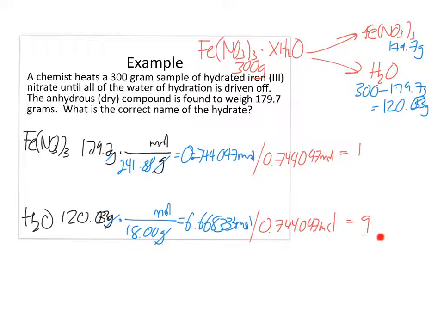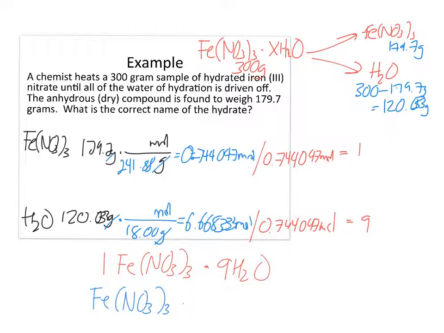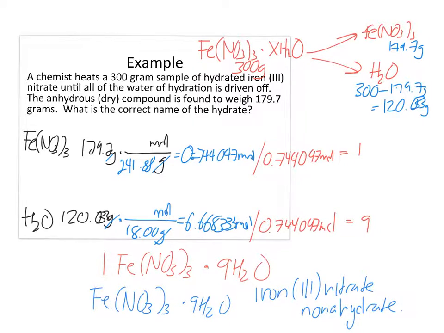Here, what this says is I have 9 water molecules, and I have 1 formula unit of Fe(NO3)3. So if I put that together, I have 1 Fe(NO3)3 dot 9H2O, but again, we know that we don't write the ones, so it's just going to be Fe(NO3)3 dot 9H2O. The question's asking us what is the correct name, so this would be iron 3 nitrate nonahydrate. And that's it. Now let's look at this one.